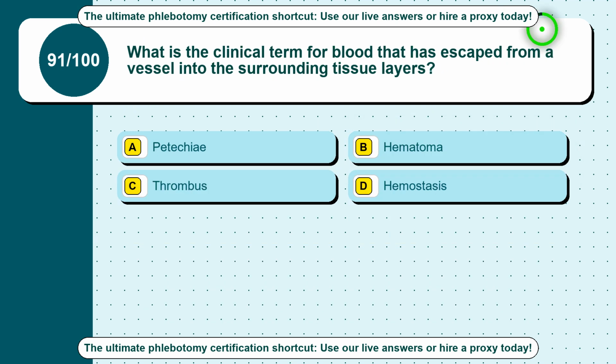Question 91. What is the clinical term for blood that has escaped from a vessel into the surrounding tissue layers? Option A, petechiae. Option B, hematoma. Option C, thrombus. Option D, hemostasis.